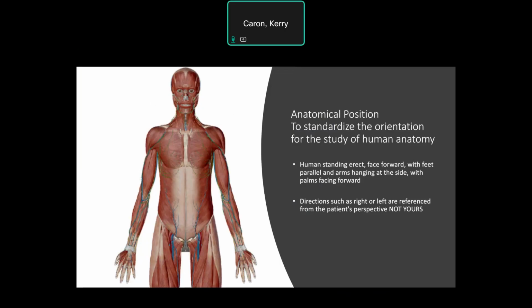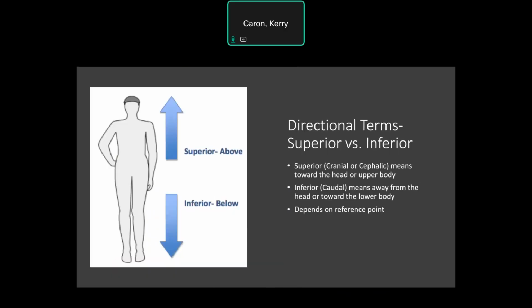I'm not sure if you could see my mouse circling above this. This would be the right arm. If I'm looking at it, it looks like it's to the left. But in that person's perspective, it's the right arm because it's their right arm. But try to work on getting that in your head. Okay, we have some directional terms that will help you in any field of healthcare. Superior and inferior. And everything with directional terms is from your point of reference.